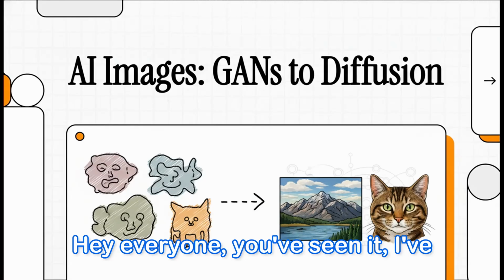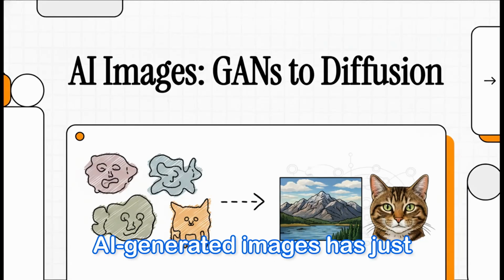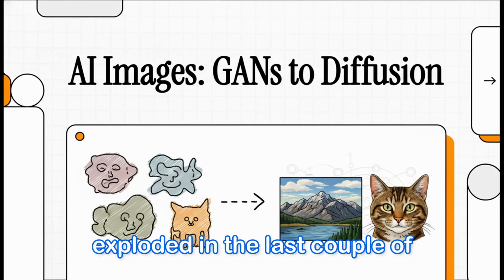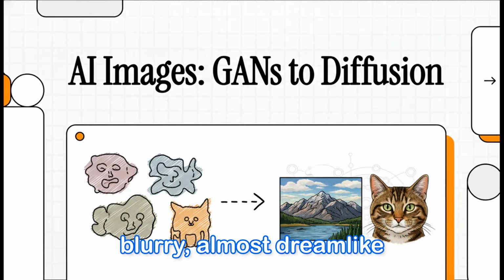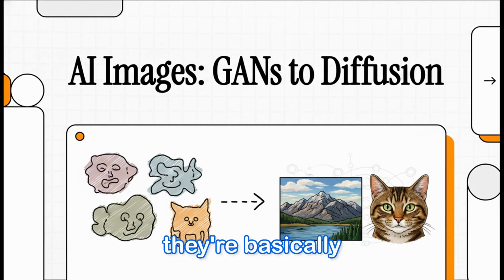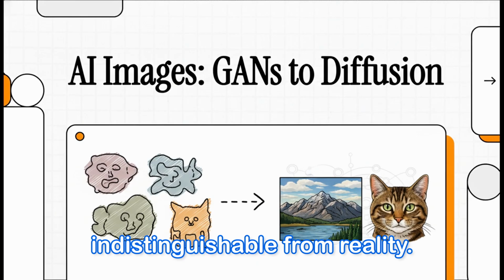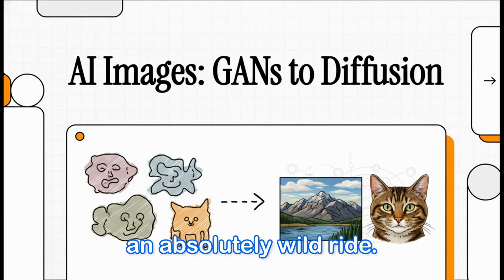Hey everyone, you've seen it, I've seen it. The quality of AI-generated images has just exploded in the last couple of years. We've gone from these weird, blurry, almost dreamlike blobs to images that are, well, basically indistinguishable from reality. It's been an absolutely wild ride.